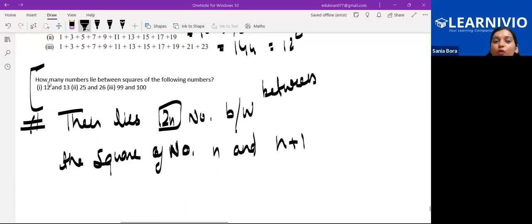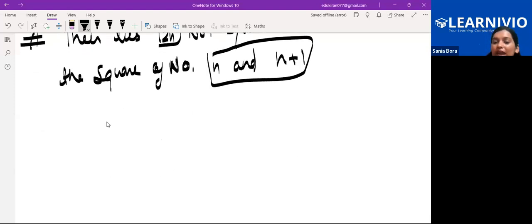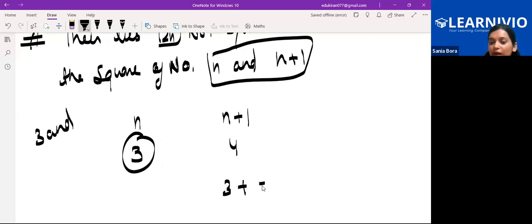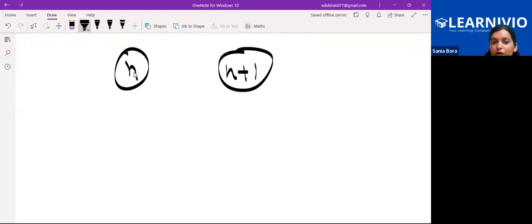Yes. So if I ask you how many numbers lie between the squares of the following numbers, first you will check whether this is satisfying this or not. That means if any number is n, the other number should be n plus 1. For example, you got 3. If I ask what numbers lie between 3 and 4, if 3 is n, then 3 plus 1 is giving you 4 or not? So they are satisfying this. Now we'll see how n and n plus 1 work. For example, n is 3 and 3 plus 1 is 4.